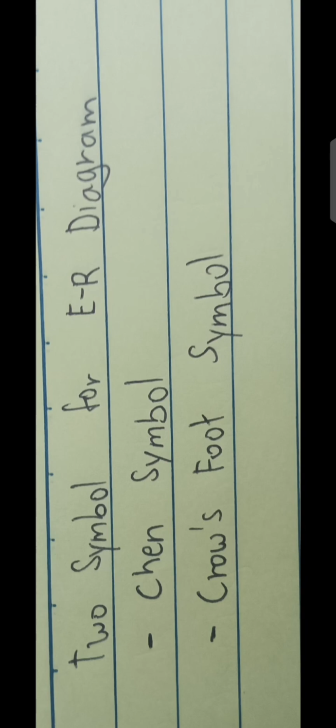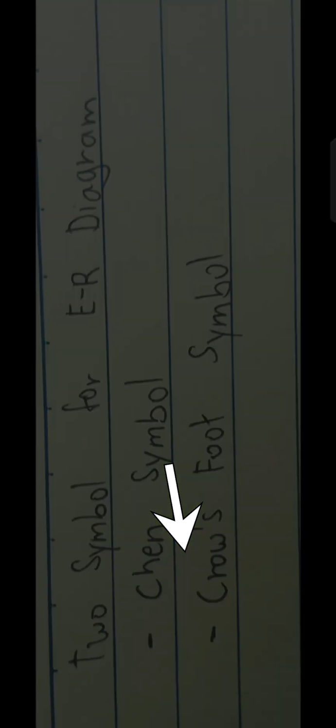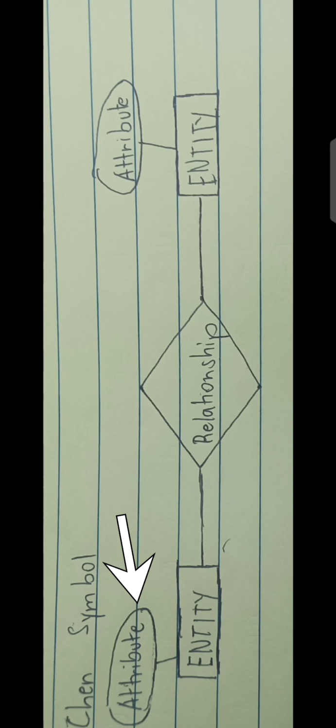Next are the two symbols for ER diagram. There are two symbols for ER diagram, which are the chain symbol and the crowfoot symbol. This is the example of a chain symbol. An entity is a symbol of rectangle, and the attributes is a circle that is connected to the entity. And the relationship between two entities is a symbol of diamond.